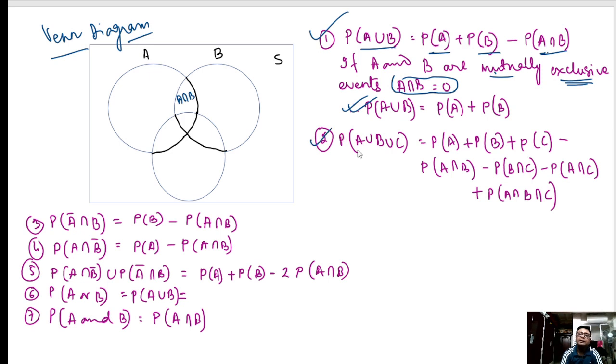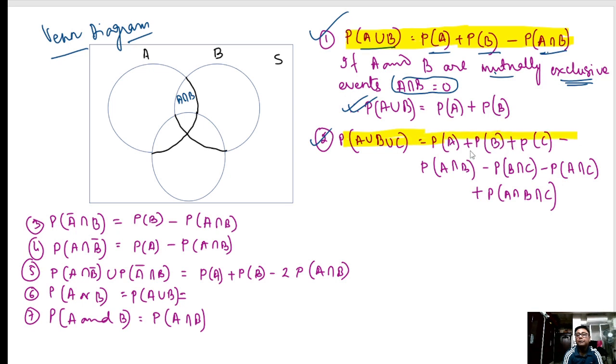Similarly, if I need P(A union B union C), I have to write P(A) plus P(B) plus P(C). So please note here, this formula is very, very important. We will require it many times while doing the probability sums. This is that formula for P(A intersection B), and there are 3 sets.